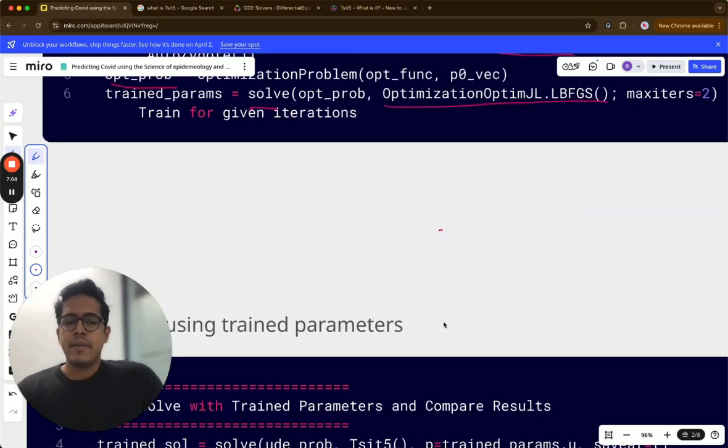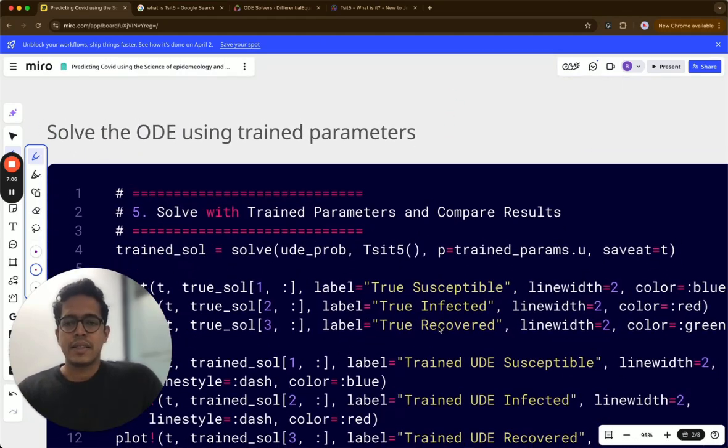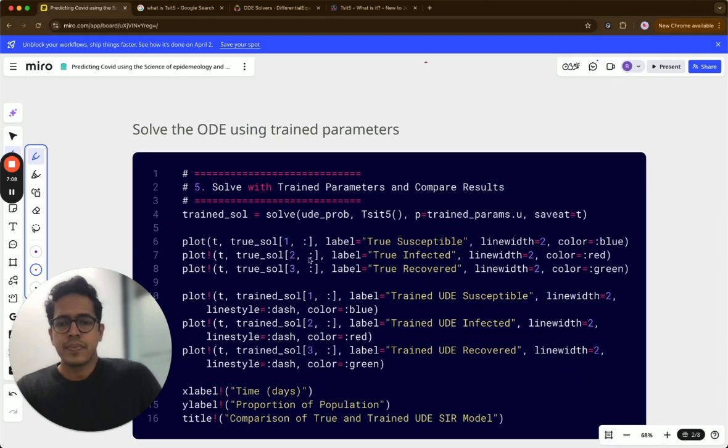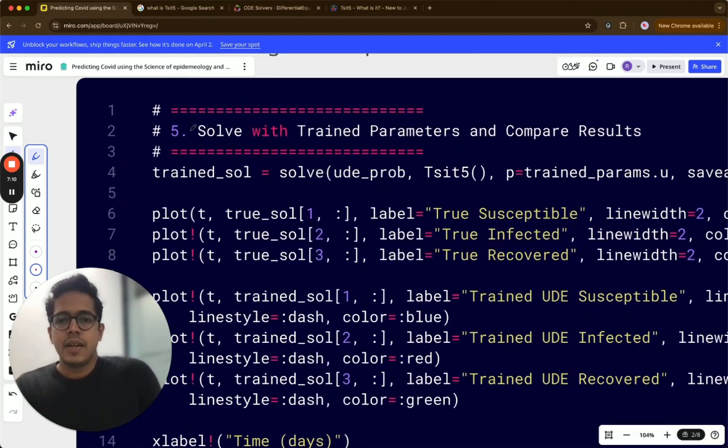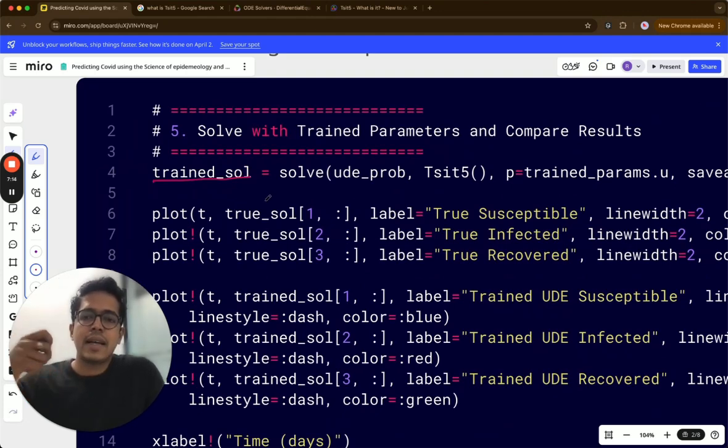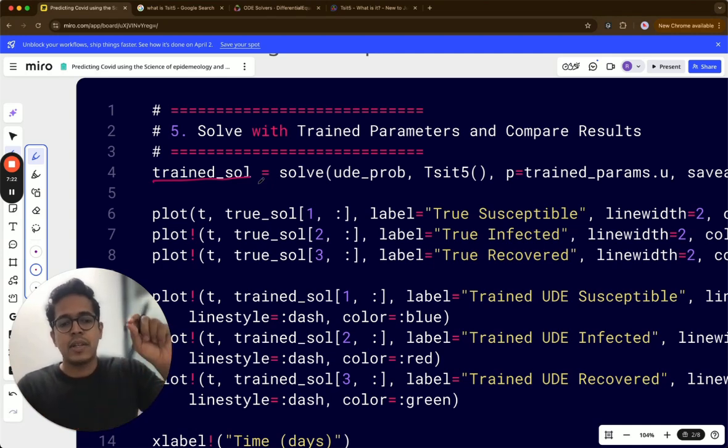Now it is time for us to make predictions, right? So here the trained solution is the solution for the SIR, which is what is given by the trained universal differential equation, meaning the trained neural network will make a prediction for the dS/dt, dI/dt, and dR/dt.